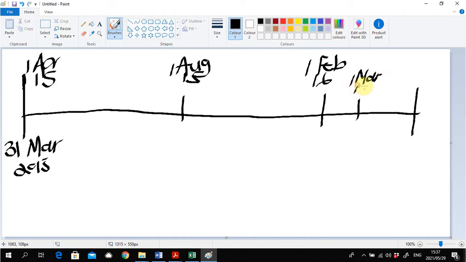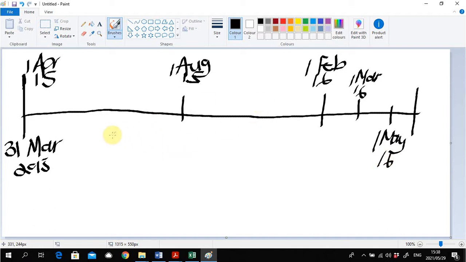1 March 2016. Then we have in May, so I'm going to put May about there. Let's write it here. 1 May 2016. Right, so that was all our progress payments. Then the last thing we need to do is put in our year ends.